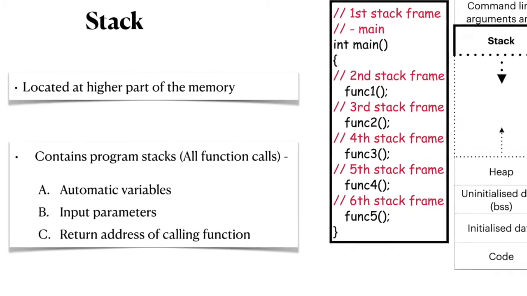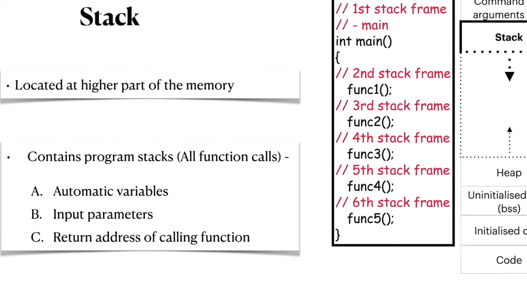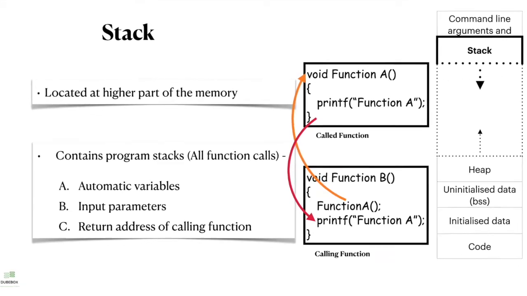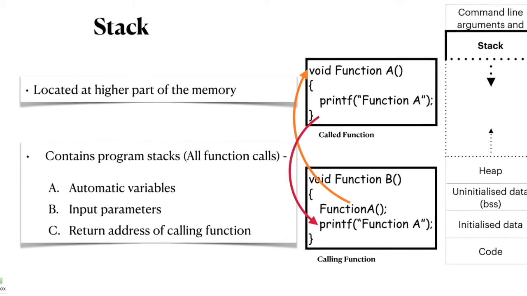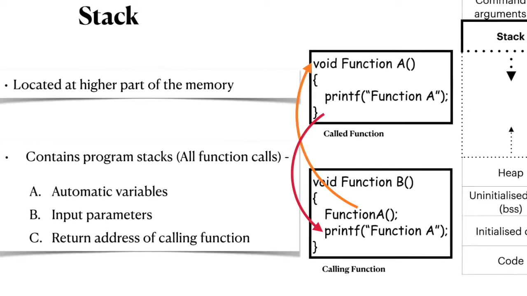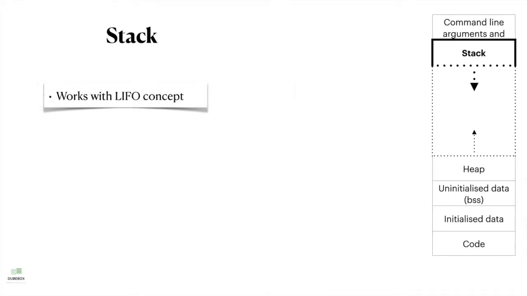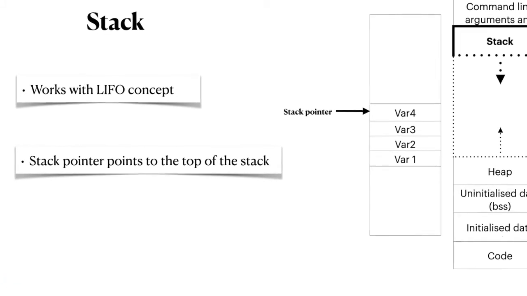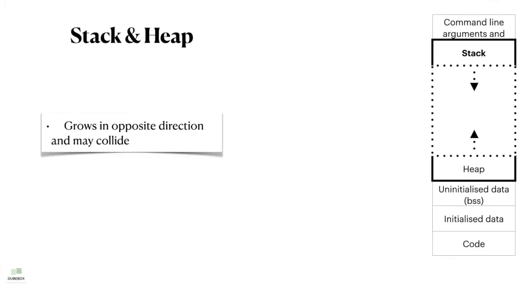A stack frame contains automatic variables, meaning local variables, input parameters, and the return address of the calling function, meaning the address of the next instruction in the calling function, so that program execution will resume in the calling function after the completion of execution in the called function. A stack works with a LIFO structure, last in first out. A stack pointer always points to the top of the stack. The last entered stack frame will be popped out first. The problem may occur with the stack and heap as they are allocated at runtime and grow in opposite directions, which may lead to collision of both segments.